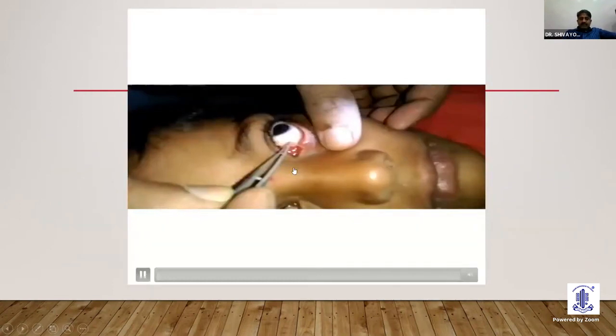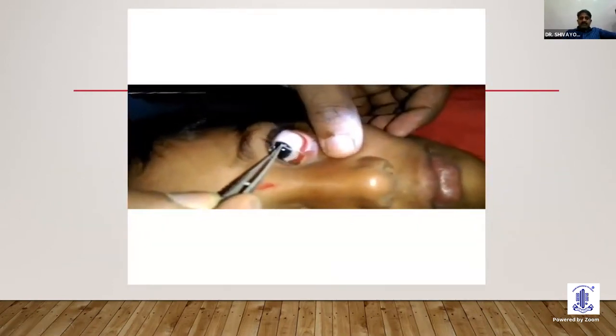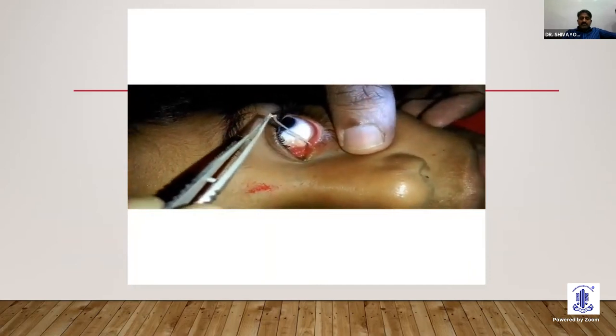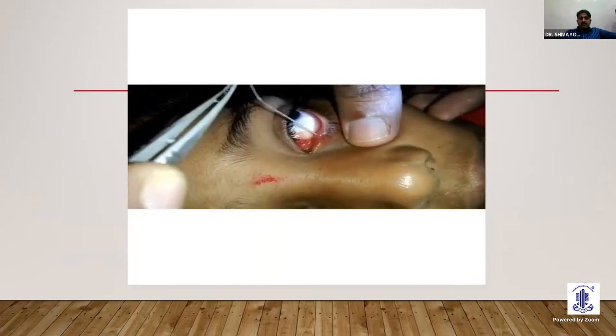So this is a video. This is a small video where I am removing the Oro stent, that is mini Monaco stent.